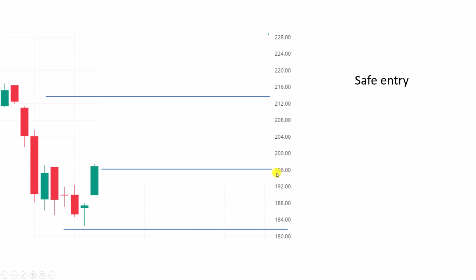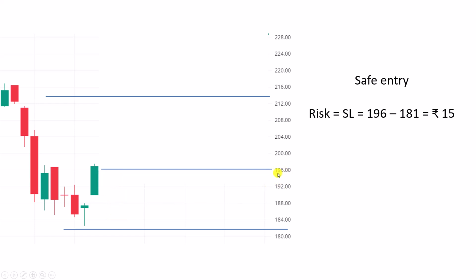Okay, 196 rupees. Now I have to decide whether this is a good entry or not. Okay, I'm deciding to buy at 196 rupees. Should I buy or not? Let us see. The risk here is 15 rupees. Why? Because I'm entering at 196 rupees. When I wait for price confirmation, the risk increases.